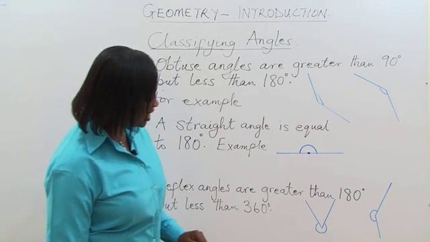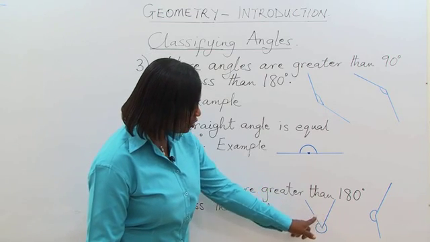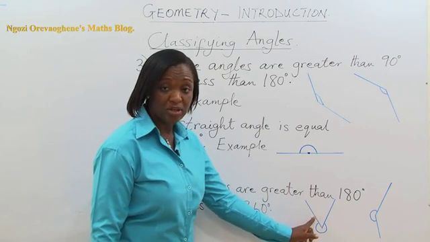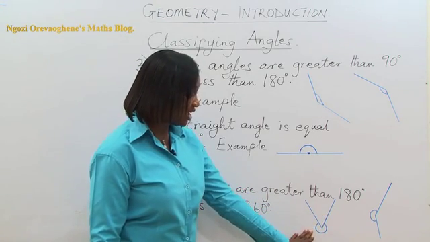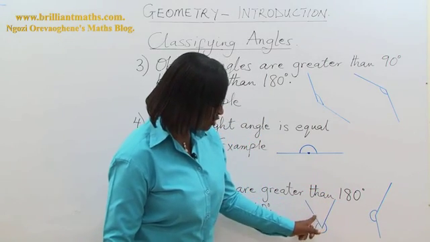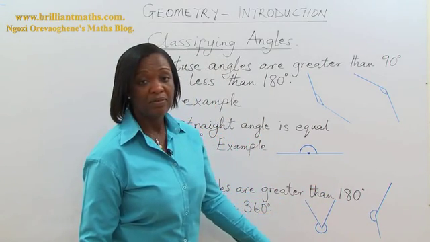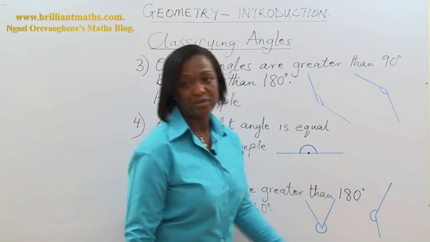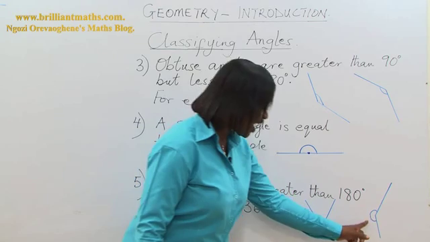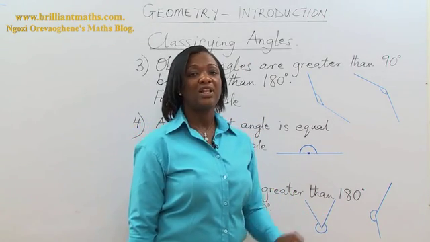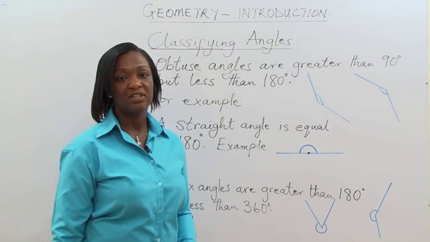But we must notice that the inner angle of a reflex angle can either be acute, as we have in this case, or obtuse. The inner angle here is an acute angle, obviously. The inner angle here is an obtuse angle. But the back angle is reflex. It's greater than 180, but it's less than 360 degrees.